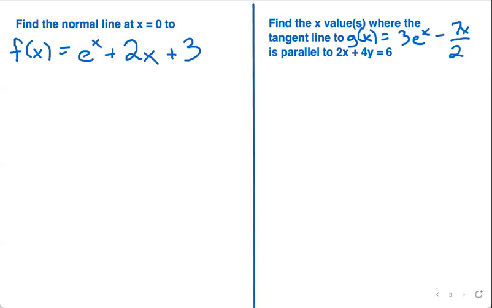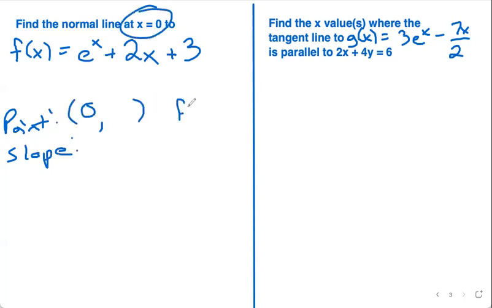Applications. Let's do some here. Find the normal line at x equals 0 to the following function. You'll see the answers would all be lines. So you would start by writing down point and slope. The point is going to be, well, it's at x equals 0, so it'd be 0, comma, find f of 0, plug into the original. E to the 0 is 1, plus 0 plus 3 is 4.